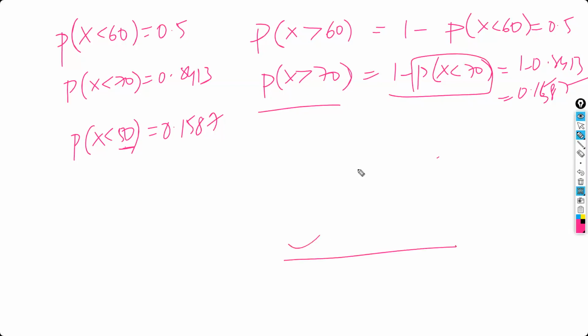Greater than means this area. Greater than 70 means this is the meaning. This is the 70 mark. They are asking greater than 70. But from the z table, what will you get? Only the left side area.